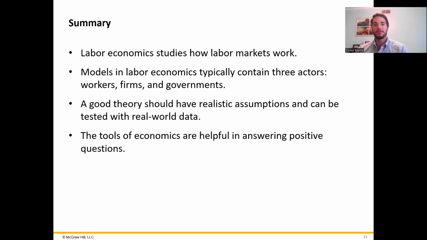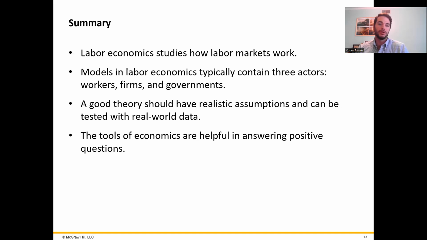Now, a good theory should have realistic assumptions. We don't want to do anything too crazy. We don't want to forget about too many things going on in the world, but it has to be simple enough that we can actually work with it. So we're going to start with very simple models, just looking at supply and demand, and slowly build up more complex ones over time. And if you wanted to focus on economics as a career, we would slowly get more and more complex models over a longer period of time.